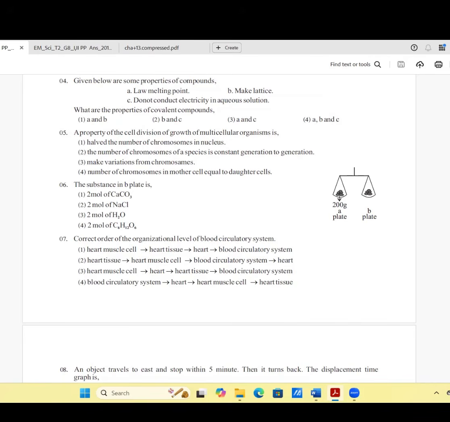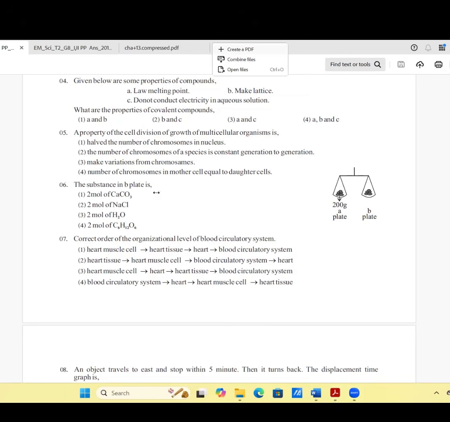Question number 6. The substance in B plate is answer number 1, 2 moles of calcium carbonate. To find that, we want to find the mass of the substance. In the A plate, you can see 200 grams of something is there. To balance, the other side also should have 200 grams. Now we will find in the first answer what the mass is.